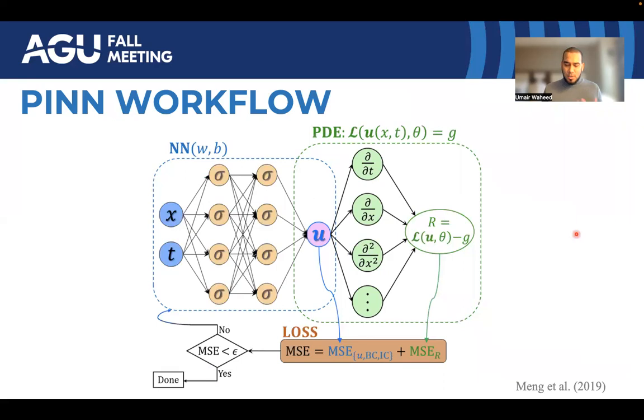So neural networks, as we know, are function approximators. So you want to approximate this function u, which represents our variable of interest, and it depends on the spatial and temporal coordinates, x and t, for example. And the way we would do it is we would train this neural network over some collection of grid points, which covers our computational domain between x and t. And in that domain, we're trying to solve the partial differential equation.